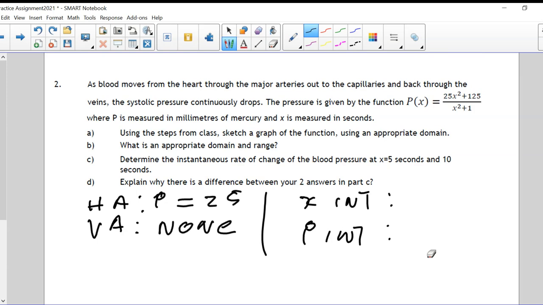125. No. Remind me where to look for the x-intercept. Remind me where I go to get the x-intercept. When I have a rational function, what part of the equation gives us the x-intercept? The numerator. So it's what makes the numerator equal to 0.